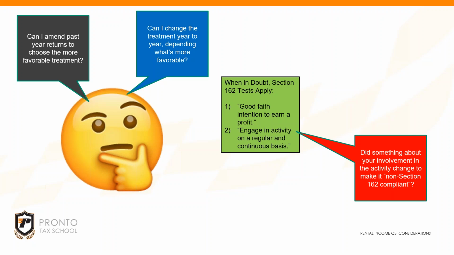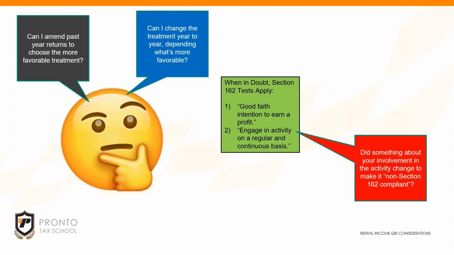So can I amend past year returns to choose the more favorable treatment? Well, I haven't seen any case where the IRS has not allowed that. They really seem to be pretty liberal about what you can do with this. That being said, we don't know if that'll always be the case. So it's not really a recommendation either way, but it's something some people may be thinking about as they watch this video. And then what about changing the treatment from year to year, depending on what's more favorable?